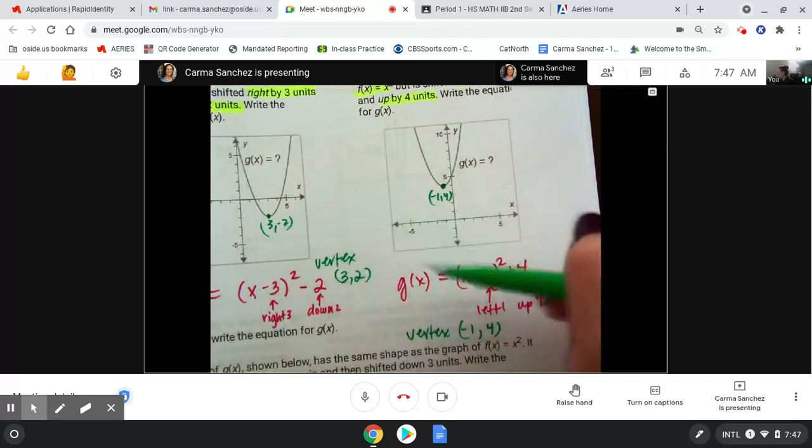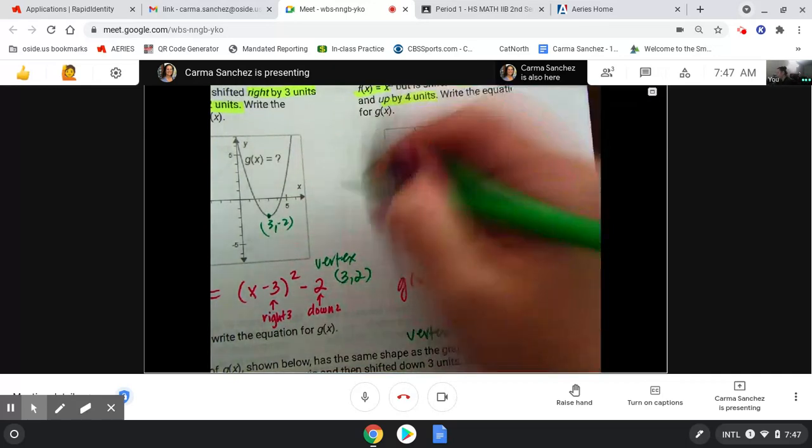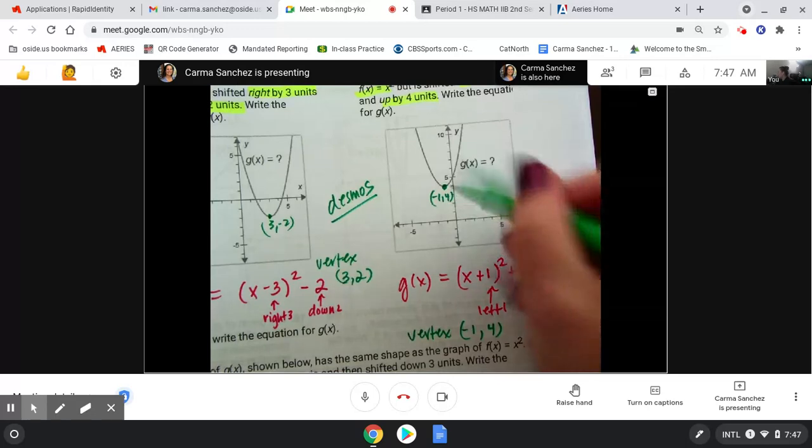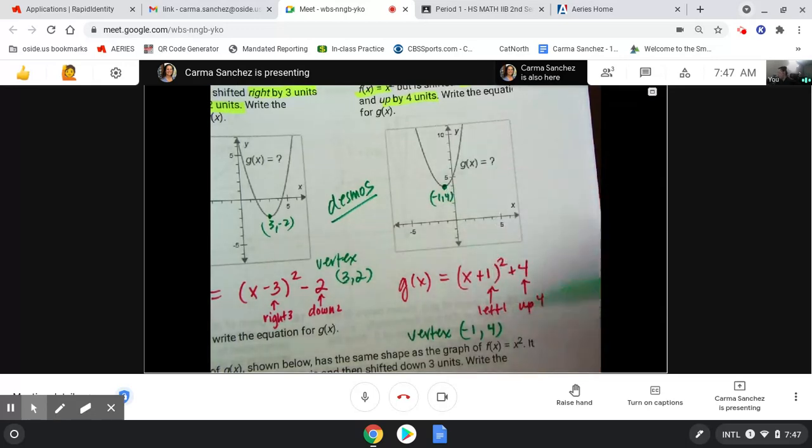Remember that on these types of graphing problems on the test, you can use Desmos to double check. Double check that the graph that you're choosing is the equation that you're making.